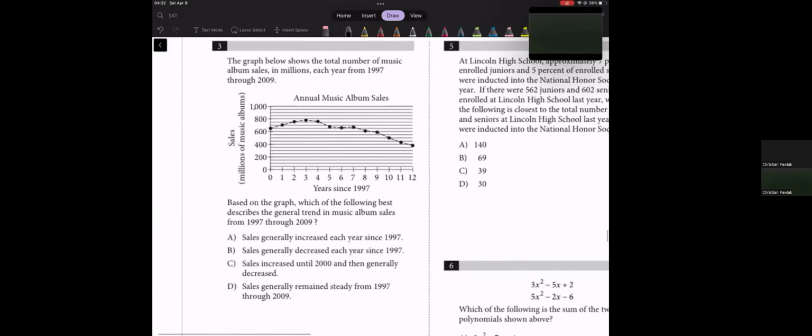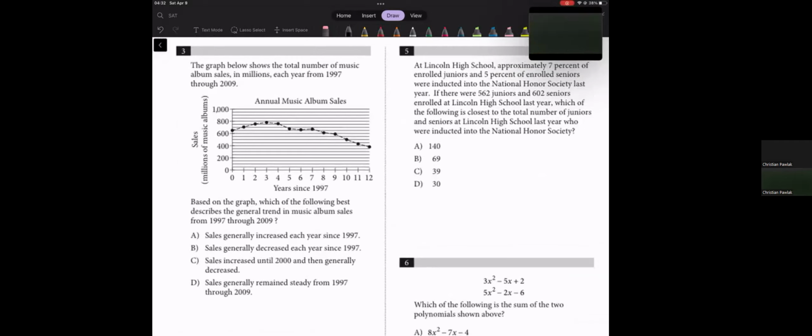Number 3. The graph below shows the total number of music album sales in millions each year from 1997 through 2009. Based on the graph, which of the following best describes the general trend in music album sales from 1997 through 2009? Sales generally increased each year since 1997. It doesn't seem that way because they increased for this time, but then they started to decrease. Sales generally decreased since they increased a little bit. Generally speaking, maybe they did, but there was a good amount of time they increased.